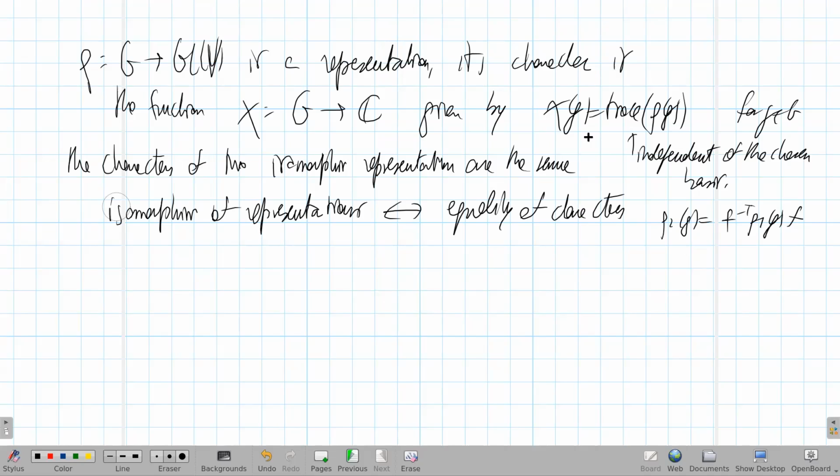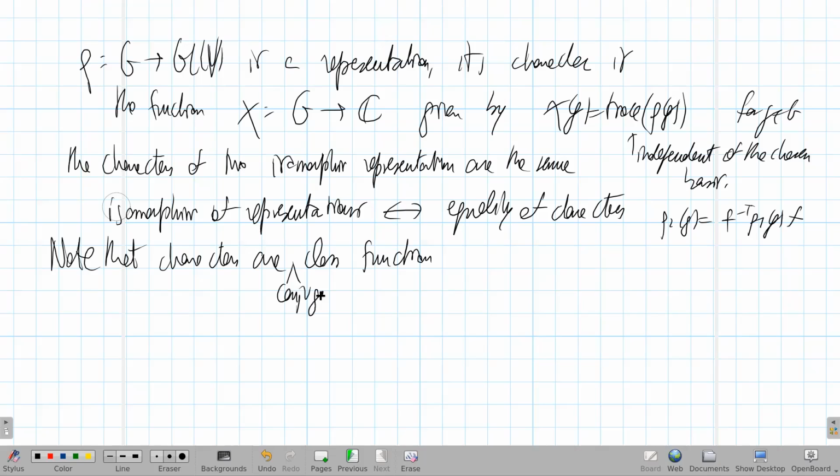One more thing, this property of the trace of AB equals trace of BA also means, note, that characters are class functions. When we say class, it means conjugacy class. The standard term is class function, but it means that they are functions of conjugacy classes. They are constant on conjugacy classes of G.